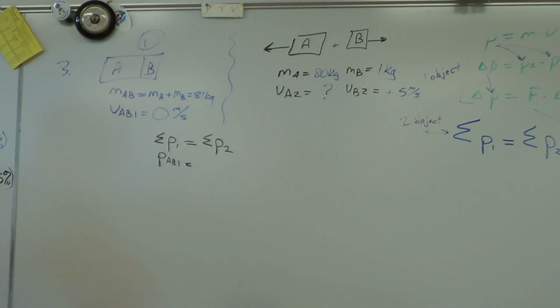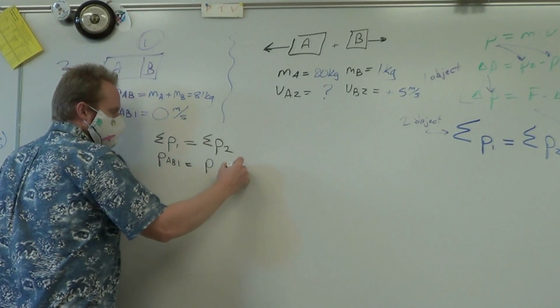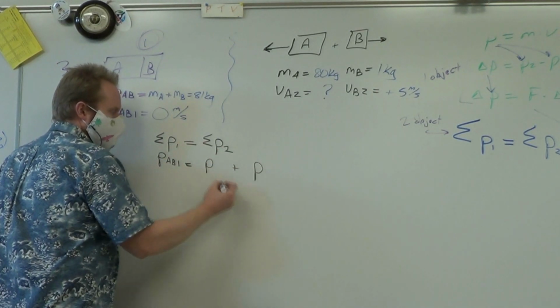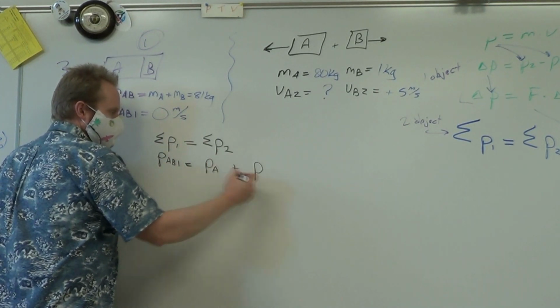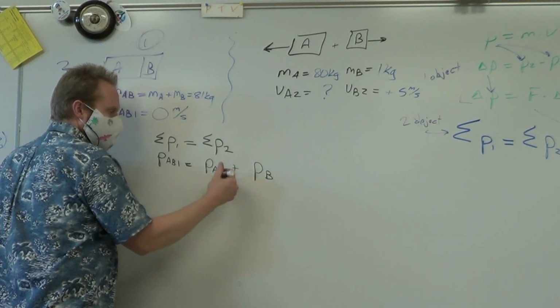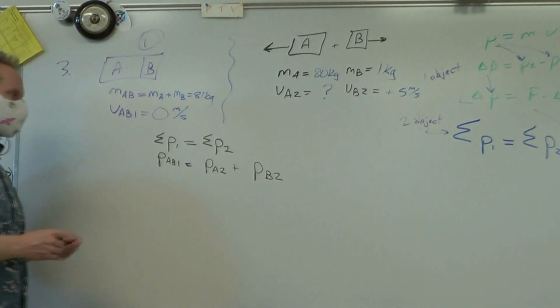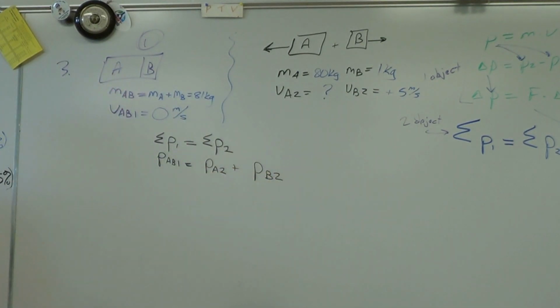After she throws the wrench, we end up with 2 objects, so I have to have 2 momentums. I have the momentum of object A, and I have the momentum of object B that I'm going to add, that's what sigma means, together. And I'm going to put a 2 next to them because it's after the collision or after the interaction. So PAB1 equals PA2 plus PB2.